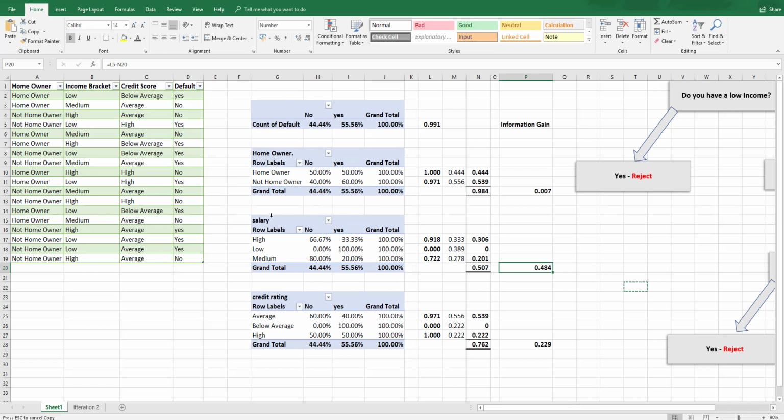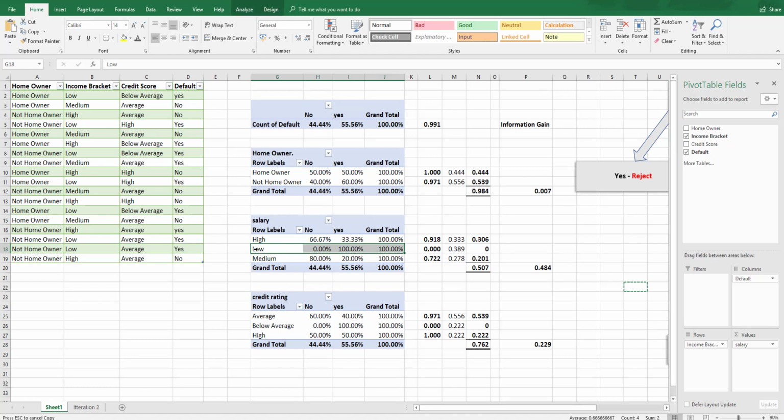And we can see from salary that we have an information gain of 0.484. This is over and above just using the default, whether they default or not, as a question, and that was 0.991. Now the entropy for this is 0.5. And if we look a little bit closer, one of the items has an entropy of 0. And this is that if a person has a low salary, it appears that they default on the loan all of the time. So this could be put as a yes or no question in a decision tree.